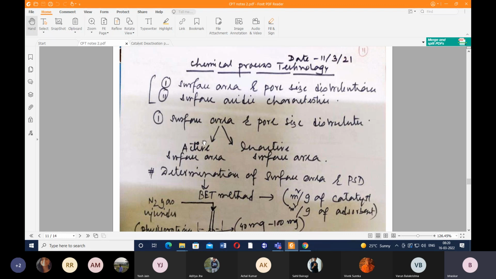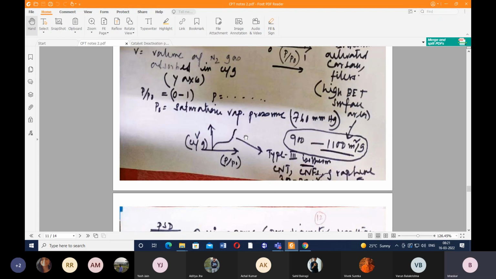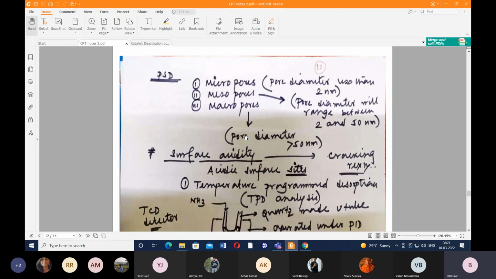This active surface area is responsible for the catalytic reaction. However, the remaining 90 to 95% surface area is considered to be the inactive surface area. Inactive surface area doesn't take part in a catalytic reaction. So for a catalytic reaction, we need to have active surface area and also acidic or basic surface sites, depending on the type of reaction we are carrying out. But active surface area is common for all types of catalytic reactions. So these are the two essential characteristic features a catalyst should possess.